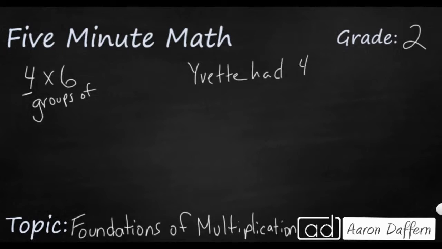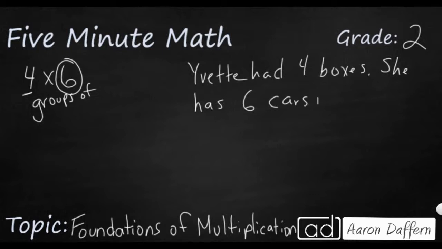And then you got to think, what does she have in each box? Or what can she put in each box? We'll say she has, and it needs to be the same number in each box. That's where the 6 is going to come in. She has 6 cars in each box. And that in each lets us know that we have equal groups.